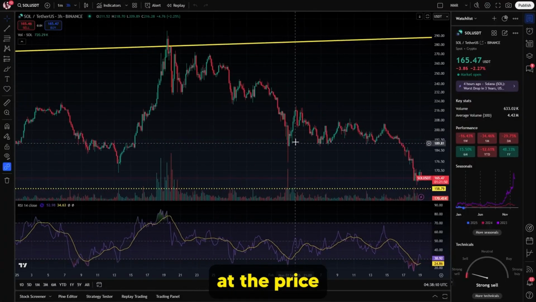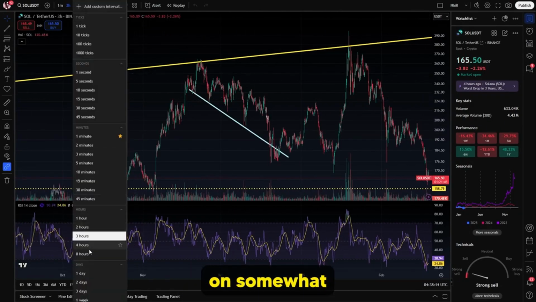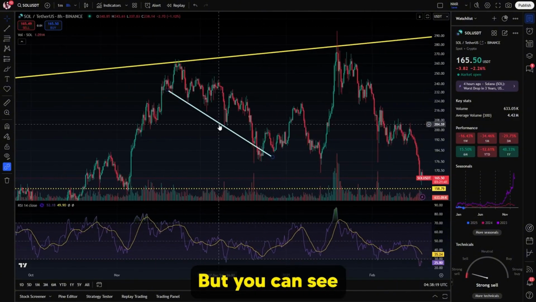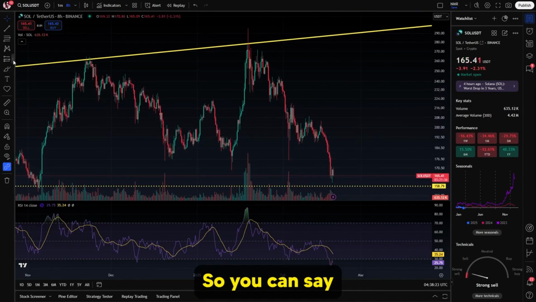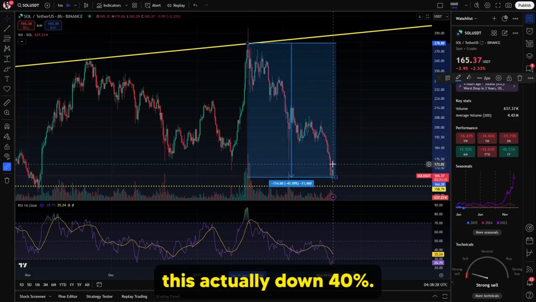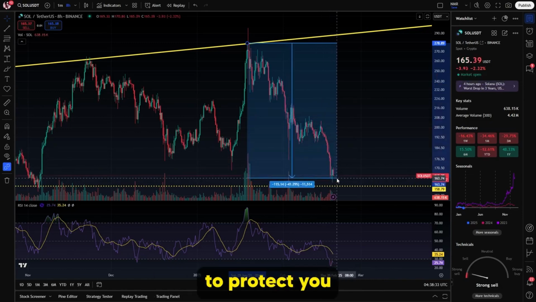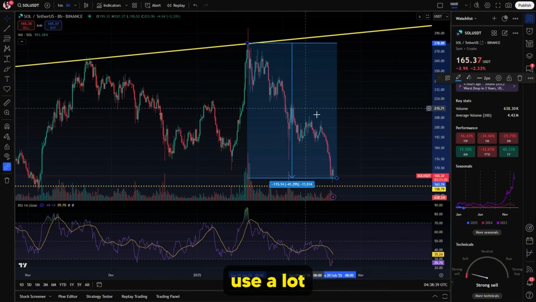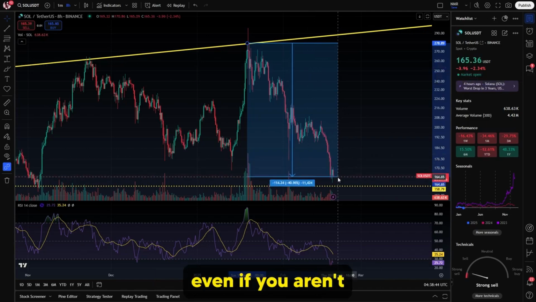So if we take a look at the price of Solana recently, you will see that Solana has been on somewhat of a downtrend. Recently, this area was when Trump launched his meme coin, but you can see in the past, let's say from the 22nd of Jan to this here, so from the past month, Solana is actually down 40%. So if you're using this exchange, this is going to protect you from that 40% decline, because of course, most meme coin traders use Solana to trade. Your actual account balance could decrease by 40% even if you aren't trading anything.